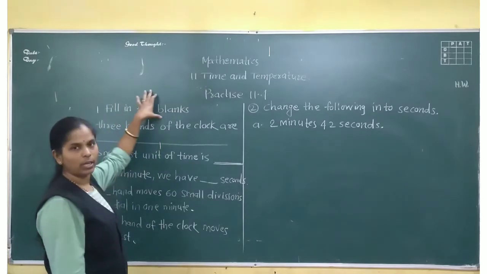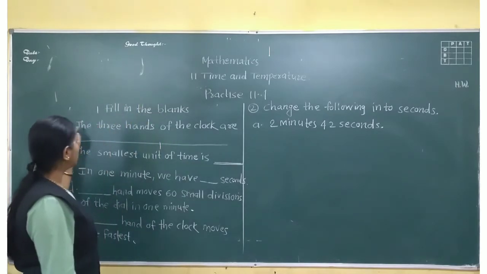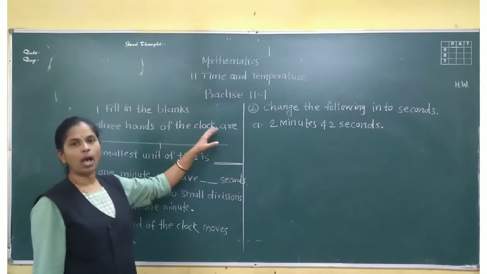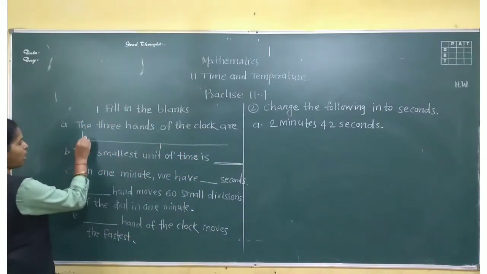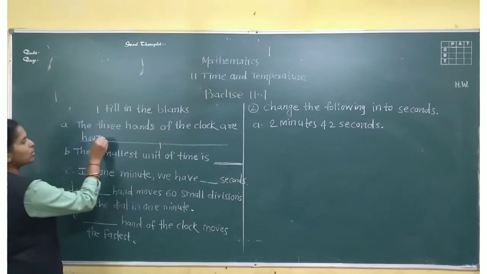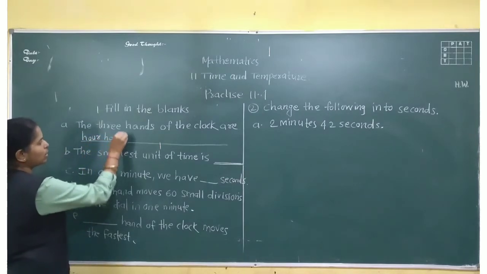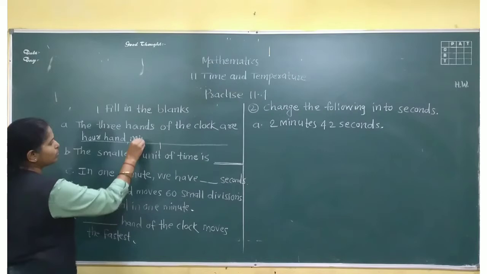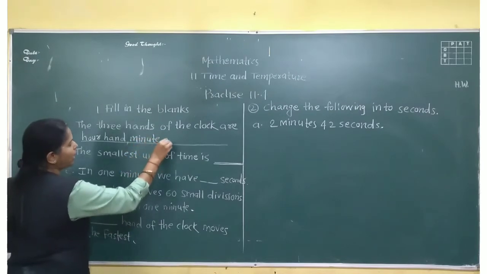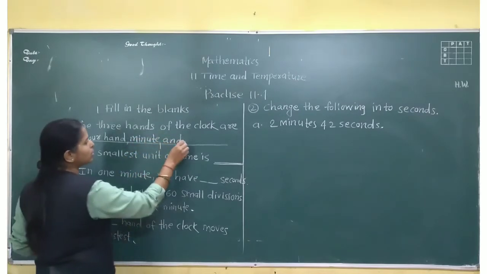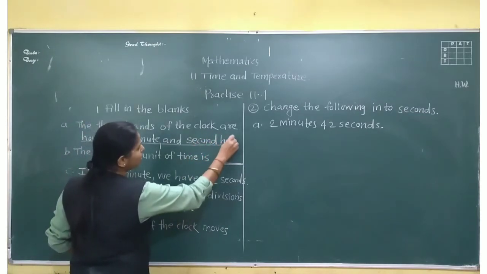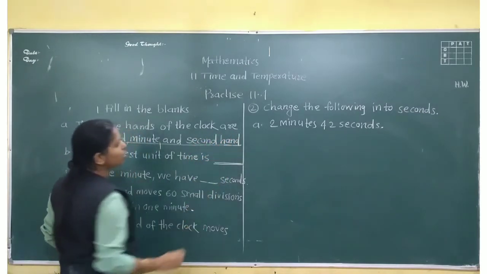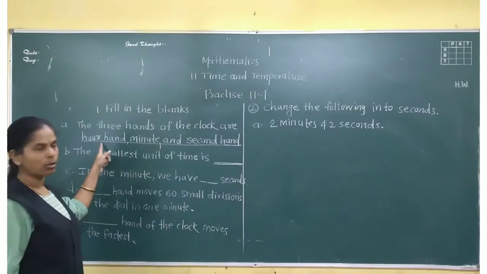We'll solve practice 11.4. Question number 1, fill in the blanks. A. The three hands of the clock are. What are the three hands of the clock? Here, hour hand, minute hand, and second hand. These are the three hands of the clock.